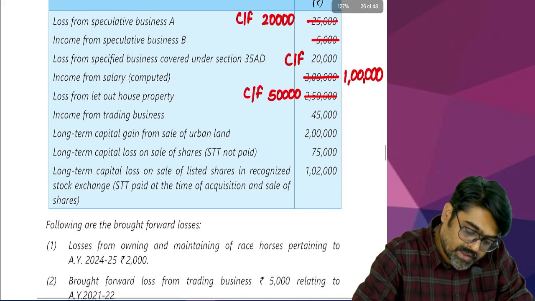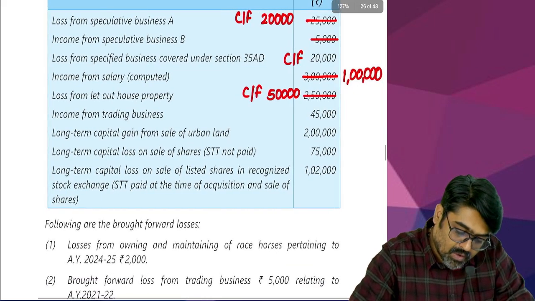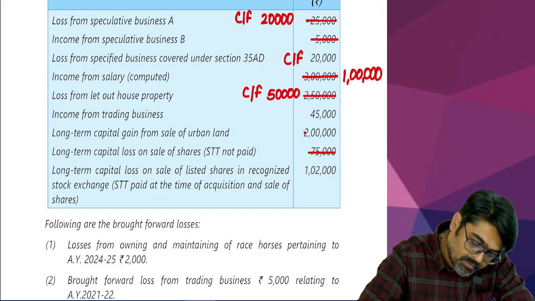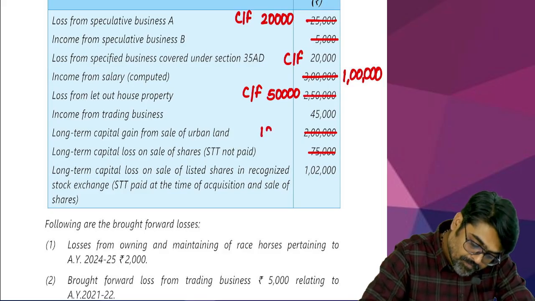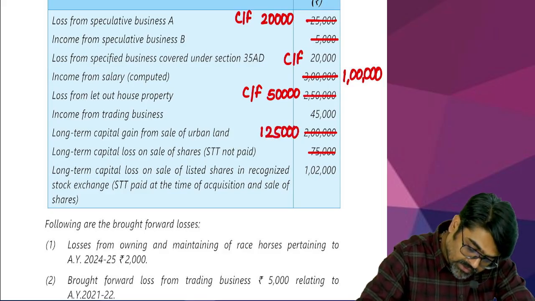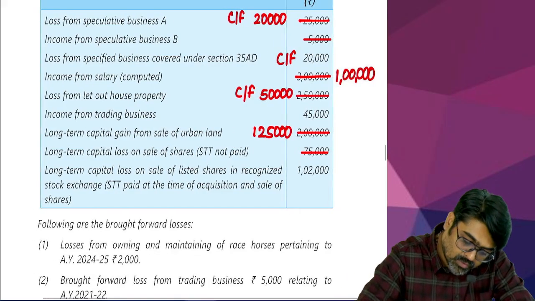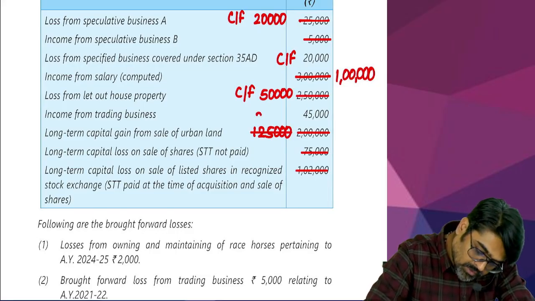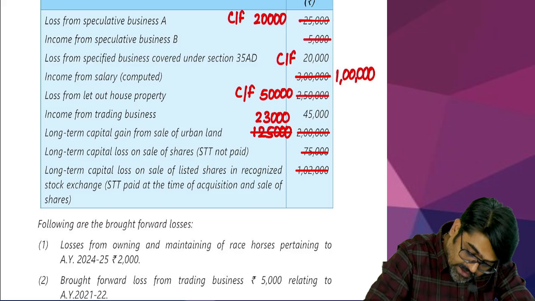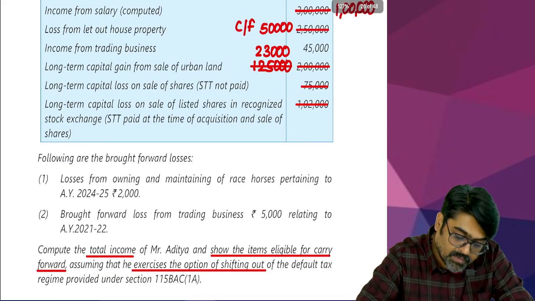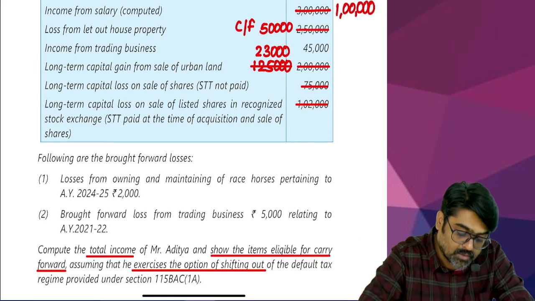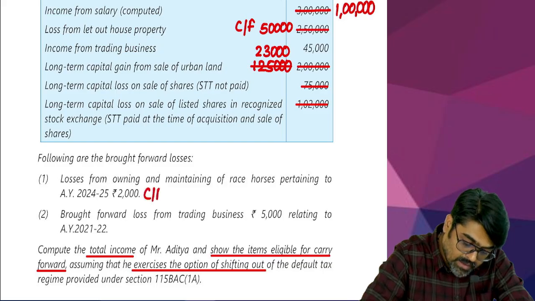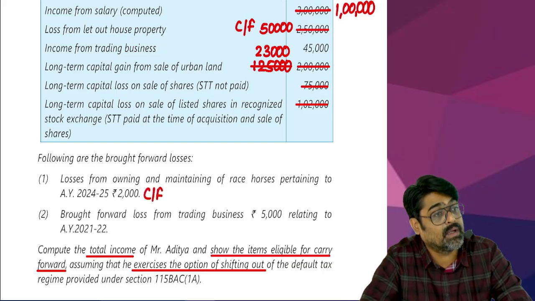And income from trading business 45,000. Long-term capital gain on sale of urban land. Long-term capital loss. How much? 75,000. Can be set off from long-term capital gain. So it will be 1,25,000. Done, sir? Long-term capital loss of 1,02,000 is also there. That can also be set off. So now this will be how much? 23,000 long-term gain still remains. Yes or no? Now loss from owning and maintaining racehorse pertaining to the assessment year 24-25. This year there is no such income. So this will be carried forward to the next year. And next year will be the third year.